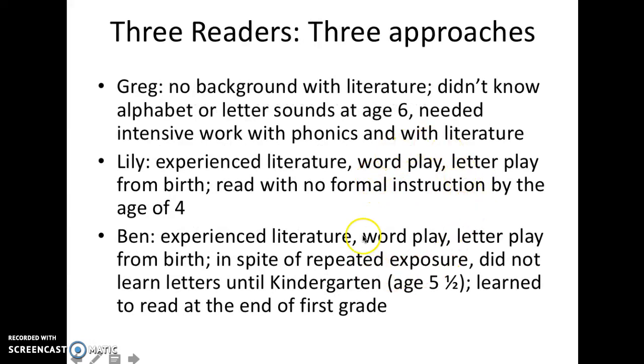And then I'm going to tell you a little bit about my 3 children. Greg came to us at the age of 6.5. He was an abused child who had ended up in the foster care system that we ended up adopting. At that age, he didn't know the alphabet or letter sounds, and he needed intensive work with phonics and with literature in order to learn to read.